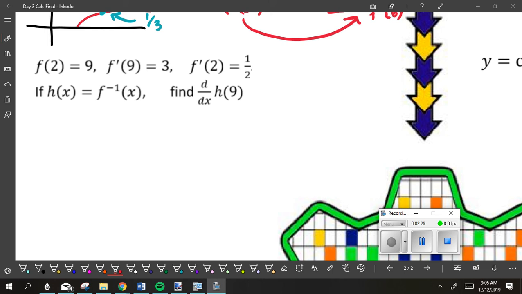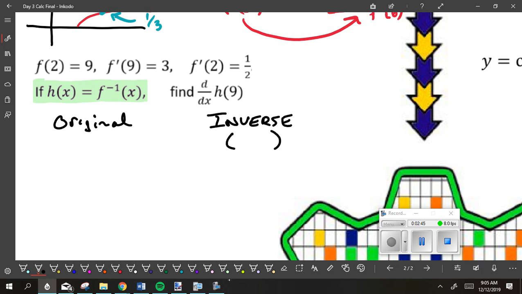We look at this problem. Since it says this right here, as soon as I read this, ooh, h and f are inverses. I'm going to set up my paper for success. I'm going to have an original ordered pair and an inverse ordered pair. In the end, what is the ultimate goal here? h prime at 9, the derivative at 9. So that is going to be my inverse. That's what I'm looking for. If it was the original one, then I wouldn't need to do all this work.